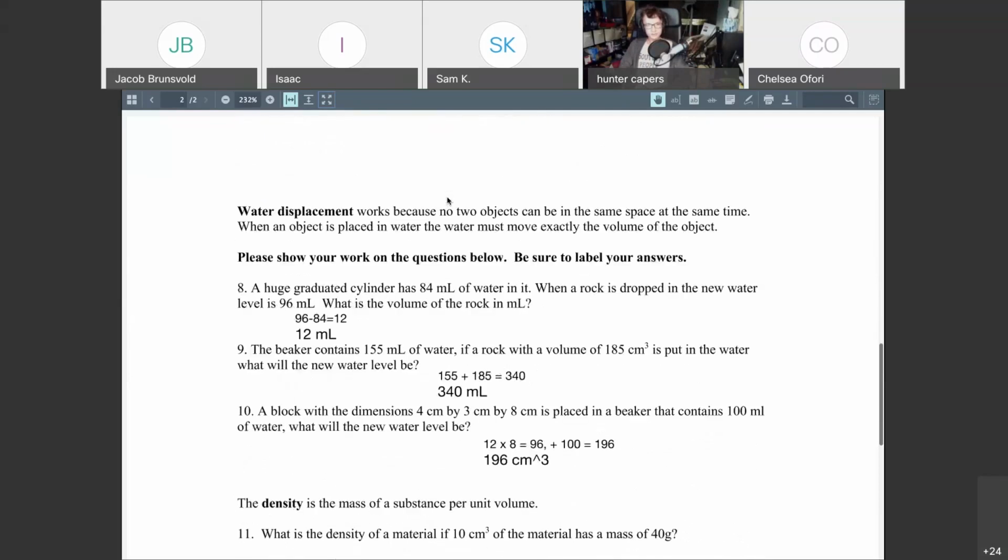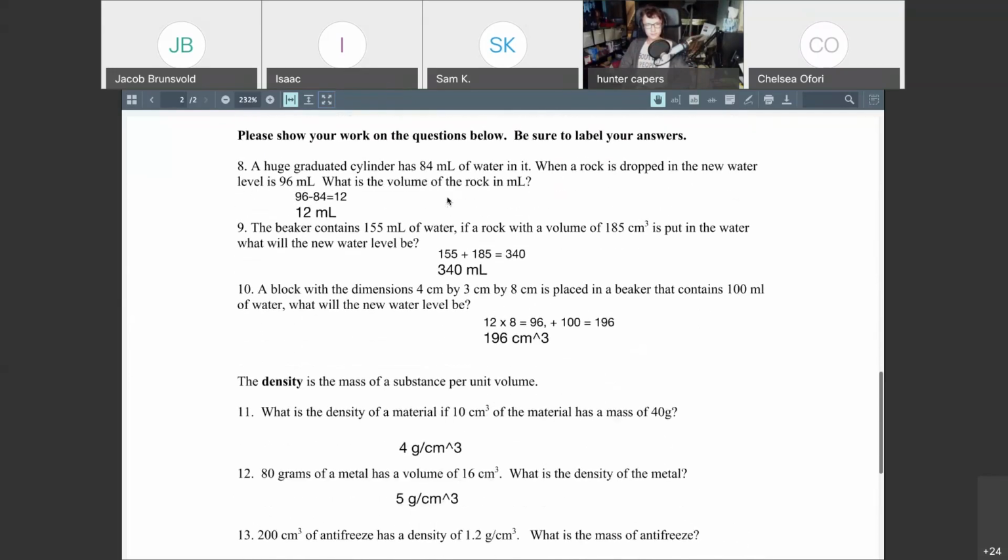Let's go down to this next section. A graduated cylinder has 84 milliliters of water in it. When a rock is dropped into the water, the new water level is 96 milliliters. What is the volume of the rock in milliliters? Yeah, that's fine.